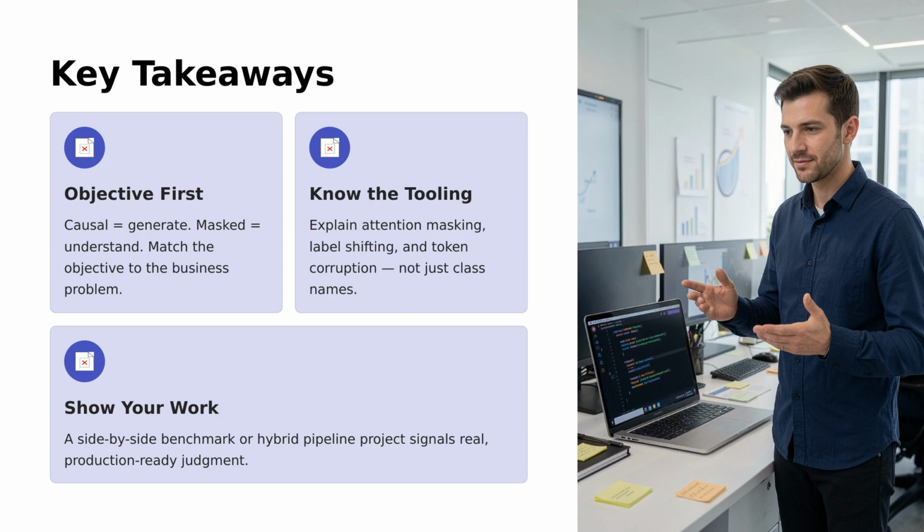So the big takeaways are pretty simple. Start with the objective. Causal models are built to generate, while masked models are better for understanding. So the choice should follow the business problem. Then know the tooling well enough to explain what's happening under the hood, like attention masking, label shifting, or token corruption. And finally, show your work. A benchmark or hybrid pipeline is what really demonstrates practical, production-ready judgment.